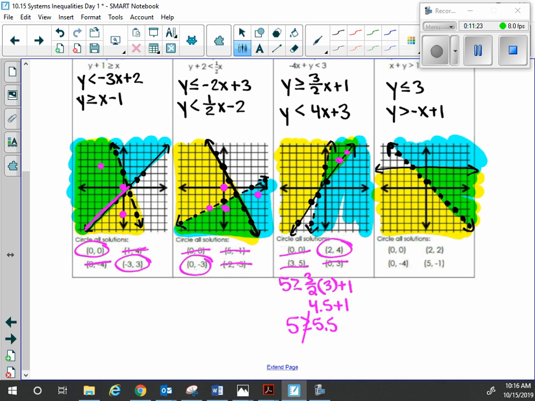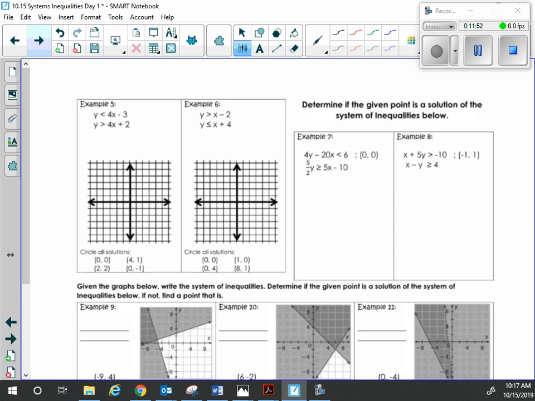Okay, so if I go in and check my inequalities and one works and the other doesn't, is it a solution? No, it has to work for both inequalities. Okay, and then the fourth example, 0, 0. Was 0, 0 a solution? No. 0, negative 4? No. 2, 2? Yes. 5, negative 1? Yes. Very good. All right, flip it on over.